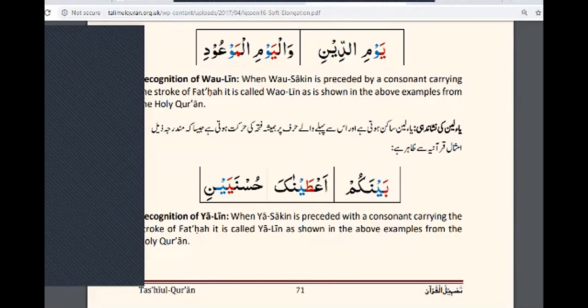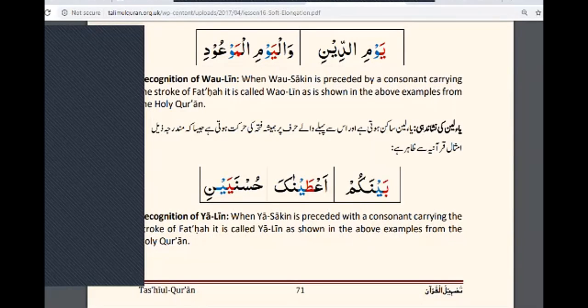Let's focus for the moment on the two highlighted letters in the middle of the word. We have a ta, which is carrying the stroke of fatha. And then we have in the blue, the ya, which has a sukun, which makes that a ya lean. And that tells us how we're going to pronounce this ta. And the way we will pronounce these two letters together is tay. Okay, I'm now going to read the word. Please repeat at home. A'atainaka. A'atainaka.